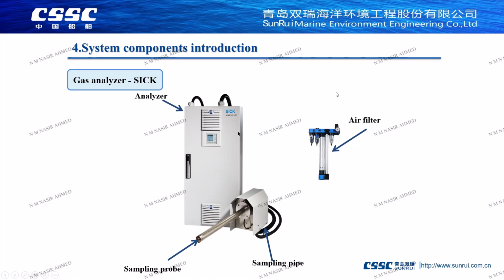When in use, the sampling probe is installed on the top of the desulfurization tower to sample the smoke. The smoke enters the analysis cabinet through the sampling pipe, and the values are analyzed inside the analysis cabinet. The purpose of the air filter is to connect compressed air to the gas analyzer for zero calibration and purging, to ensure the air quality of the compressed air. Therefore, it is required to install an air filter.